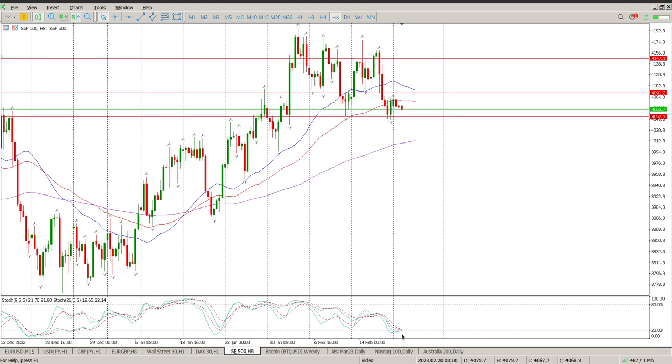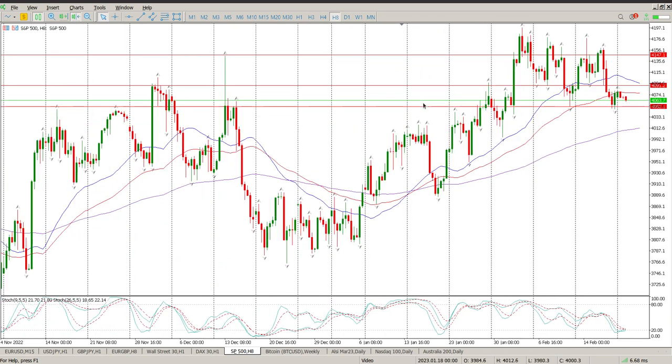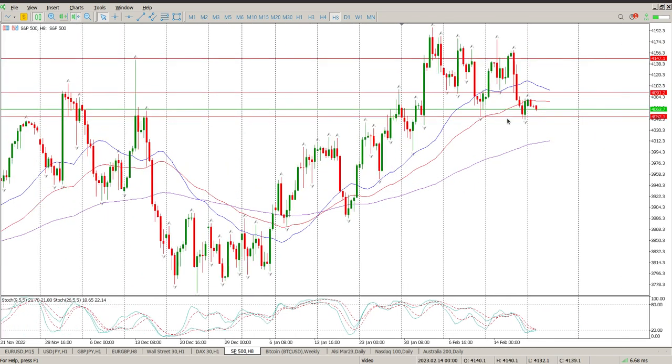Look at the oscillators grouping at the moment just above the 20. We see a crossover there. That's an indication of oversold conditions, which would obviously mean buyers could very well step in. Quite a strong bit of support here as well.